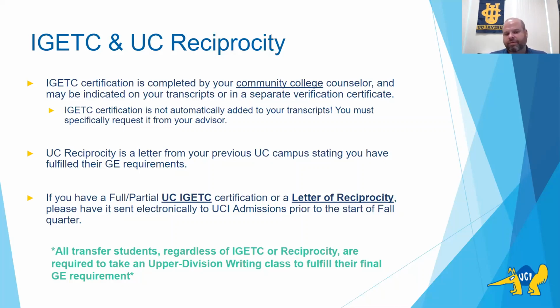And then all transfer students, regardless of GETC or reciprocity being received, will still have to do an upper division writing course. That means basically any course marked with a W after it. So every student has to do at least one upper division writing course throughout their major. That's something we will be working with you on for advising later on.